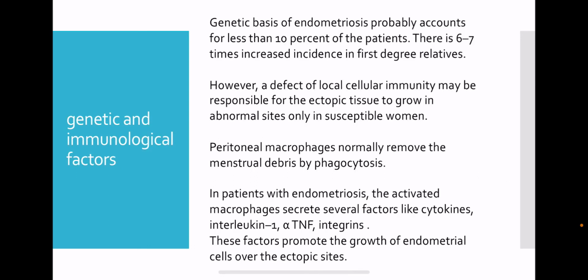Genetic and immunological factors. Genetic factors account for less than 10%. The risk is increased 6 to 7 times in first degree relatives. Then we read about the immunological factors. What happens? In people who have low immunity, the macrophages do not phagocytose. Instead, they release cytokines such as interleukins, tumor necrosis factor alpha and integrins. These cytokines promote the growth of the endometrium over the ectopic sites.